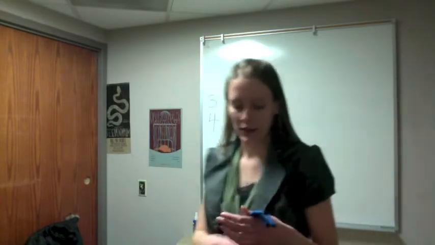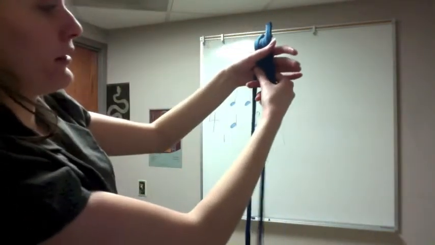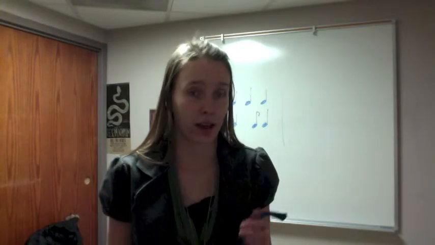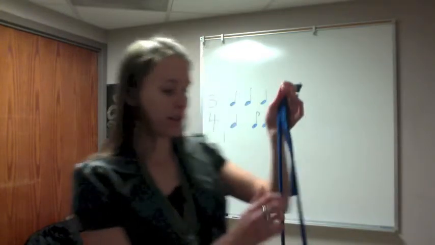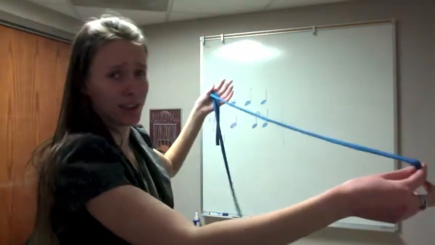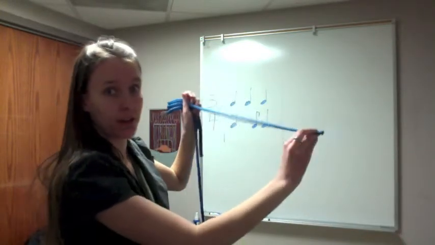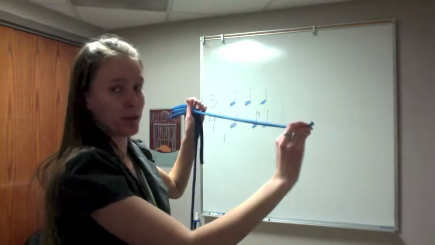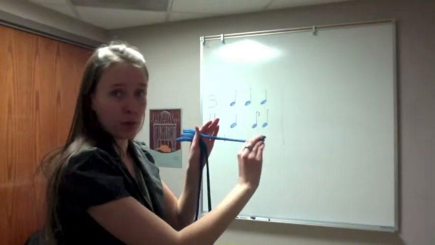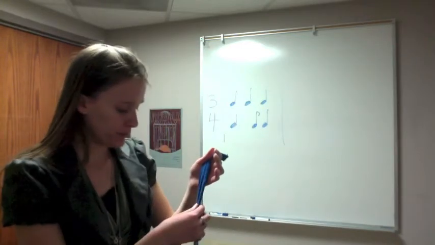Okay, so we have these 3 different ropes, and oh, I forgot to tell you how long they're supposed to be. The long one you can make however long you want, but the other 2 have to be in proportion to the long one. So let's just say that my longest one is 3 feet long. I'm not exactly sure how long it is, but if it were 3 feet long, the middle rope has to be 2/3 that size. So my middle rope is 2 feet long, and the short rope is 1/3 the size. So it's going to be 1 foot long.